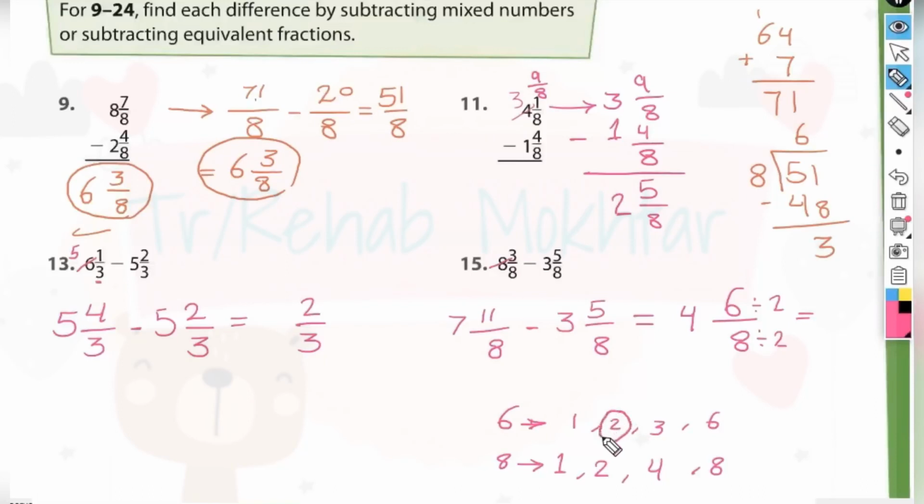I will check where is the common factor. The factor that appears here with 6 and appears here with 8 is 2. Now I will divide by 2 out of 2. Keep 4 as it is. 6 divided by 2 equals 3 and 8 divided by 2 equals 4. So the difference will be 4 and 3 out of 4.